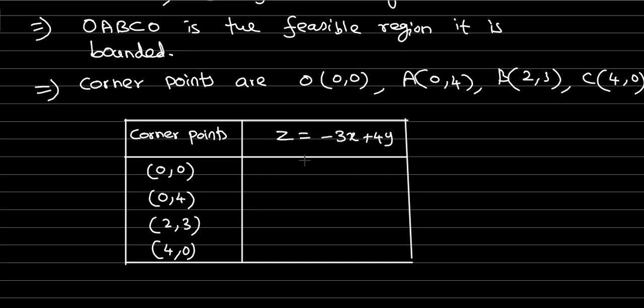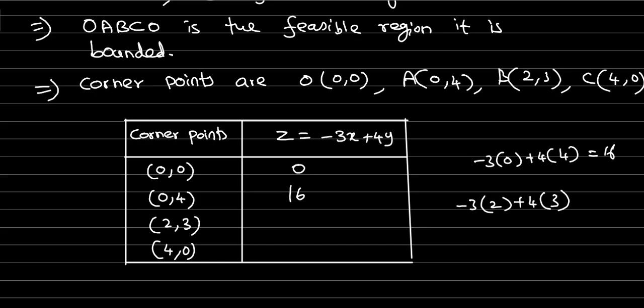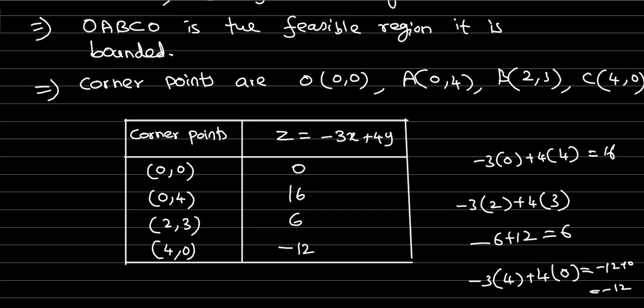If x is 0, y is 0, we get the Z value as 0. For 0, 4, minus 3 times 0 plus 4 times 4, which is 16. For 2, 3, minus 3 of 2 plus 4 times 3, minus 6 plus 12, which is positive 6. Next 4, 0: minus 3 of 4 plus 4 times 0, minus 12 plus 0, which is minus 12.